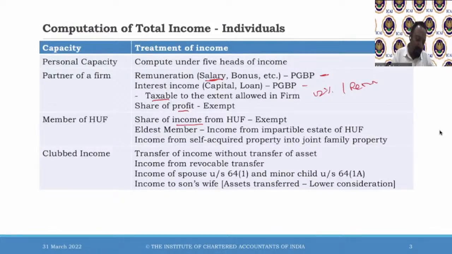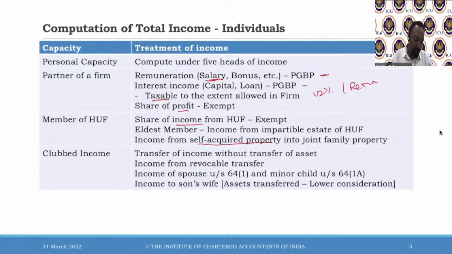And if there is any income from self-acquired property converted into joint family property, that is, if any property is self-acquired and just converted into a joint family property, that is leaving from the HUF. It is taxable as HUF. Now it is leaving away from the HUF and being distributed to the members. Such income shall be clubbed in the hands of the HUF. So these are the two things related to HUF.